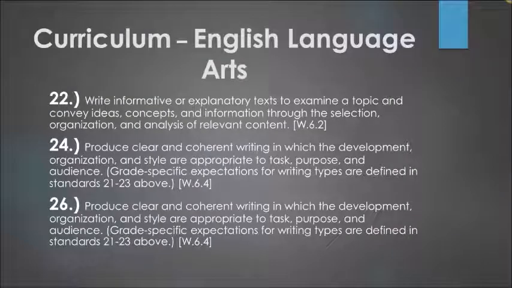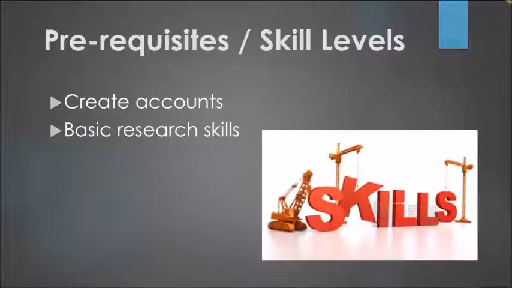For English language arts, we have chosen standards number 22, 24, and 26. Number 22 we'll be using to gather data into the wiki. For 24, we'll be using our website, and we'll be writing to inform other students as well as other people globally on our school systems and school systems around the world. And then number 26 we'll be using throughout the entire project. It talks about writing for a specific purpose.